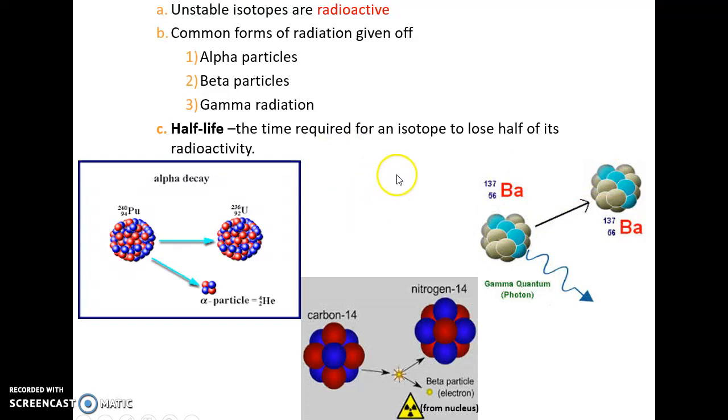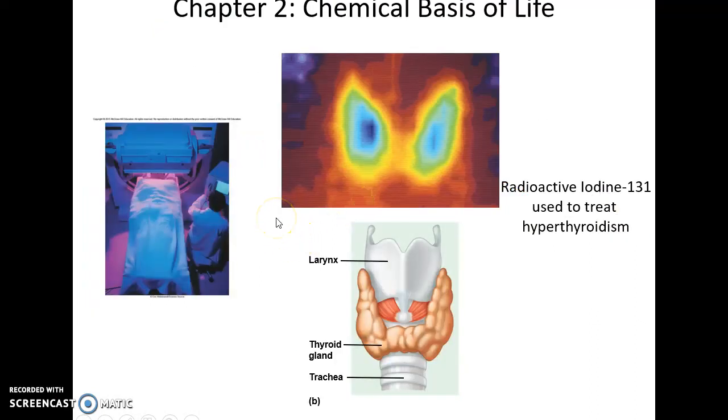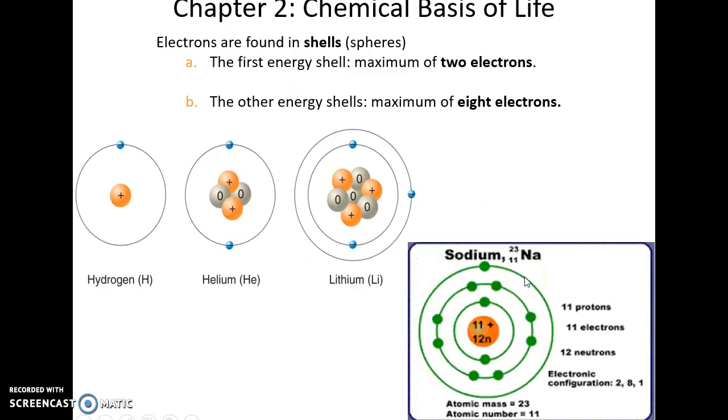If you have a large block of some radioactive isotope, the half-life is how long it takes for half of it to break down. Radioactive iodine is used, for instance, to treat hyperthyroidism. Iodine accumulates in the thyroid. The radioactive iodine will then break down the tissue, treating the hyperthyroidism, and it has a short half-life, so it should get eliminated quickly.